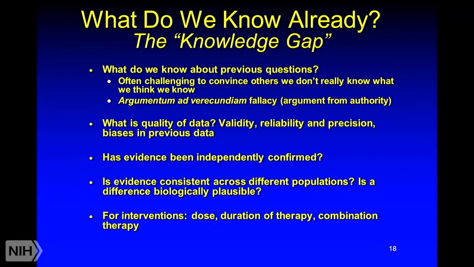But the real question for you as a scientist is, what is the quality of the data? What's the validity, reliability, and precision? And are there biases in the previous data? So one of the good things about the rise of meta-analyses since the 1970s is that the quality of the data and potential biases in the data are taken into account when people try to look at that data synthesis for a meta-analysis.